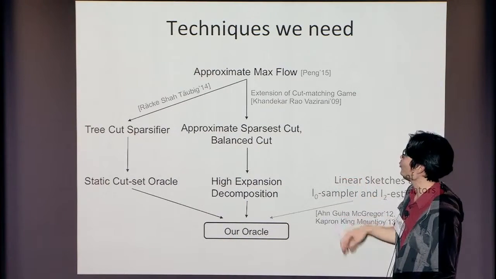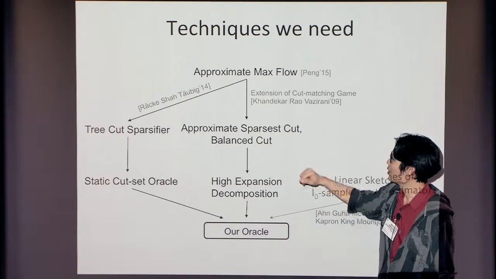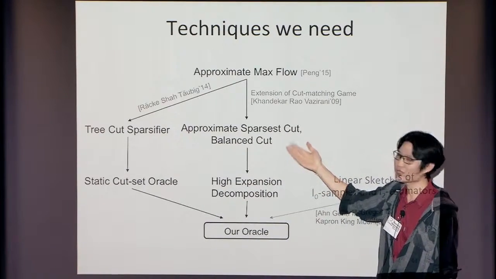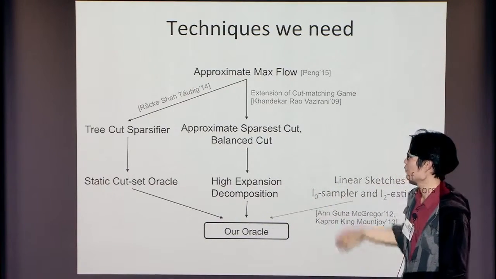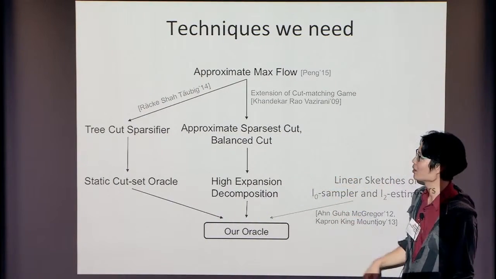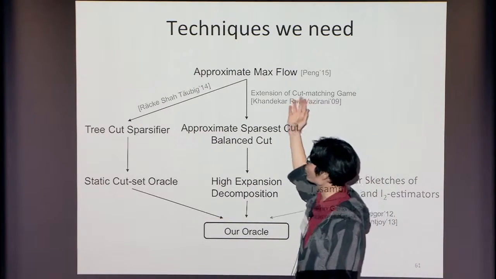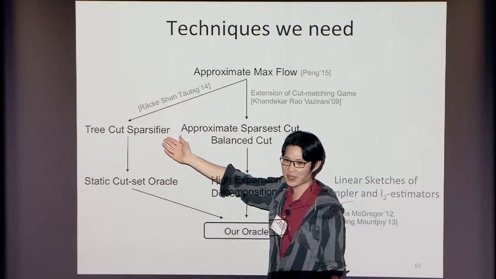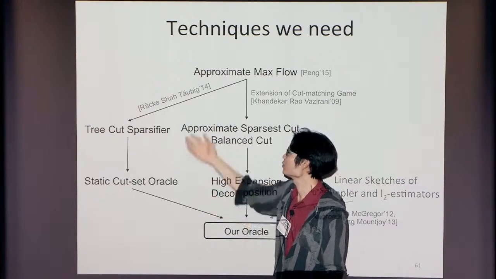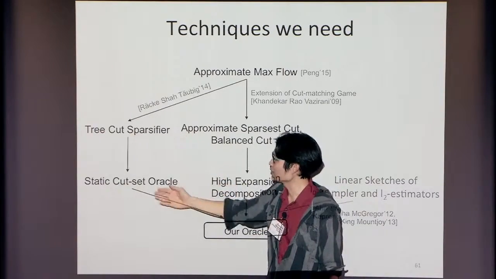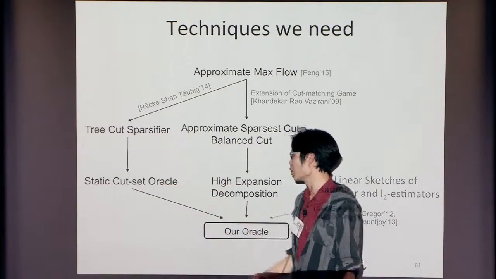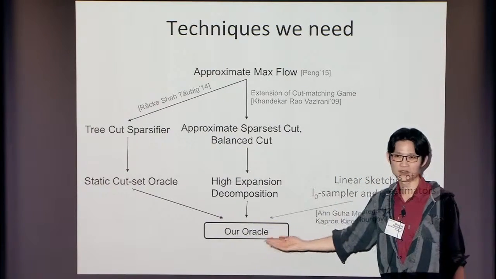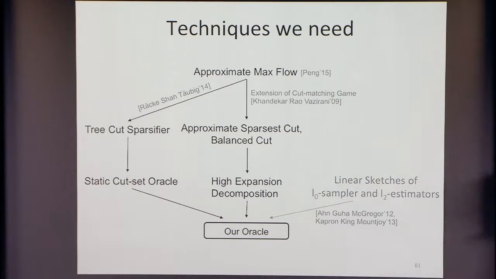And then you use that with some cut matching games to get some sparsest cut algorithm, a variant of sparsest cut called balanced sparsest cut. And from there, we developed something called high expansion decomposition. And on the other route, we have this tree-cut sparsifier, which was developed, again, recently by Racke and his co-authors. And from there, we get this static cut size oracle. And the static cut size oracle is part of our emergency oracle. It's one of the important subroutines. And of course, you need these linear sketches, which were used in a previous paper by Kapron et al. for the dynamic connectivity problem.